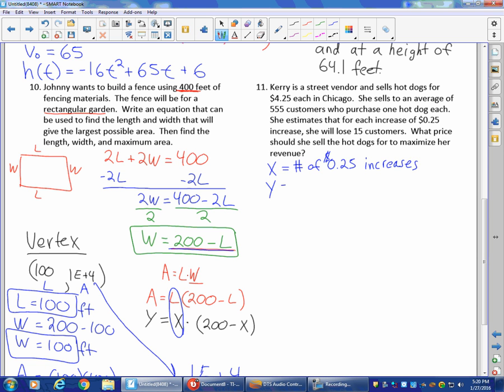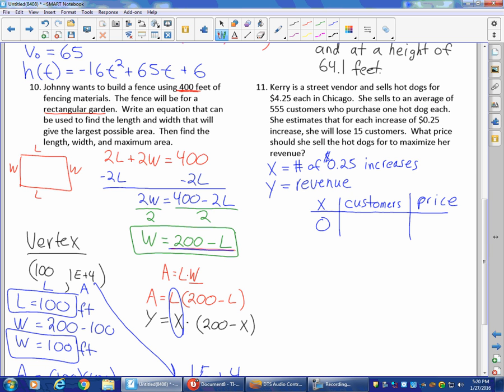And my Y is going to be the revenue. So this is our focus. We want to maximize the Y. I can start with the table, and we can talk about the customers, and we can talk about the price that she wants to sell them at.